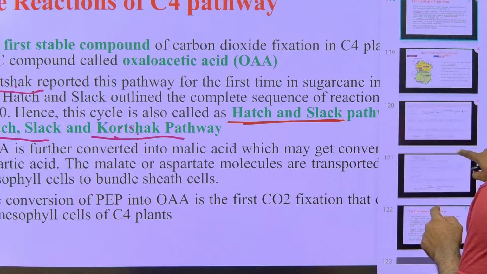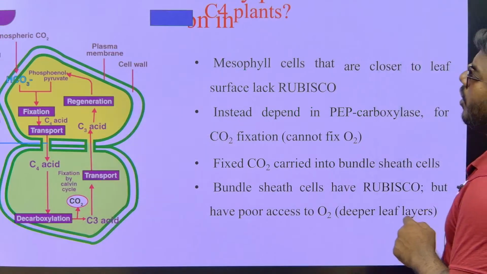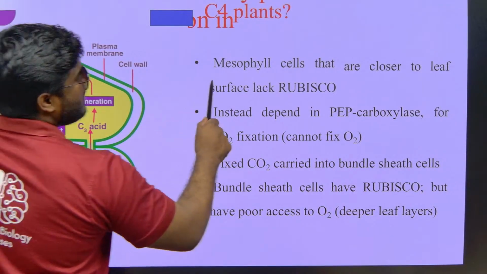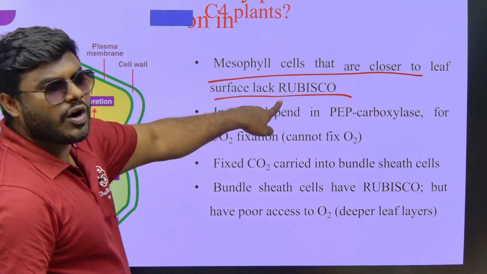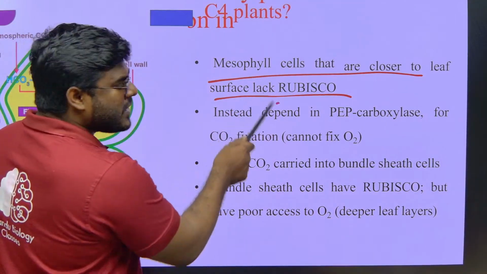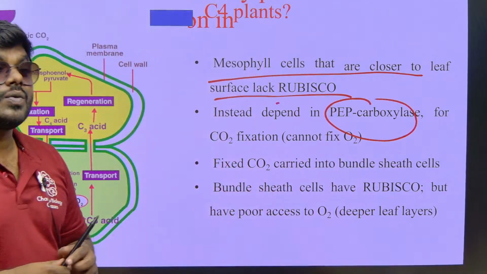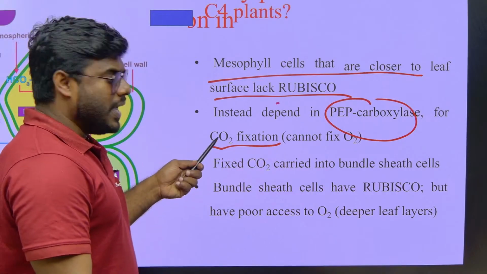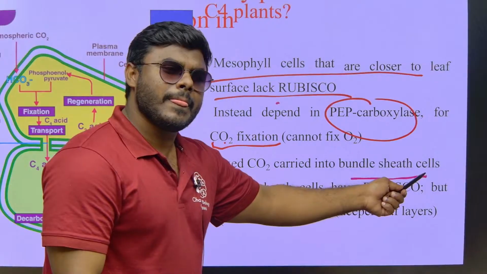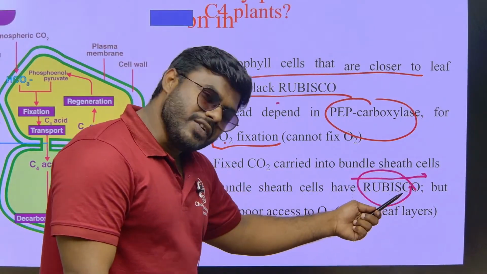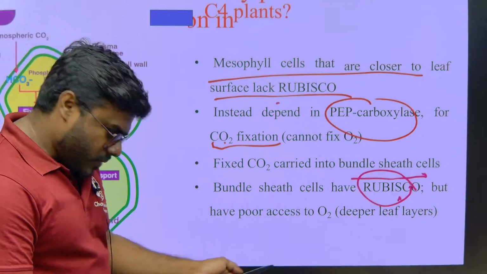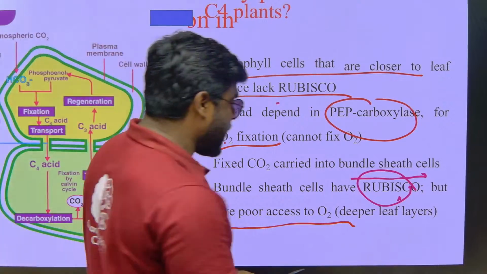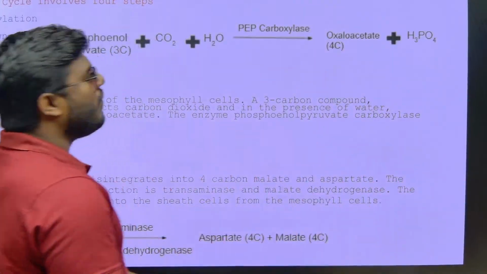So now let's discuss the same steps more elaborately. Now you have to answer the questions very correctly. Read this. Mesophyll cells that are closer to the leaf surface lack Rubisco. Whereas instead of Rubisco, what is the enzyme? What is the specialty of PEP carboxylase? It never fixes oxygen. It fixes only carbon dioxide. Hence no problem. But the fixed carbon dioxide enters the bundle sheath cell having what? Rubisco. But even though Rubisco is there, it cannot fix oxygen. Why? Because oxygen has poor access to the bundle sheath cells. Simple concept.